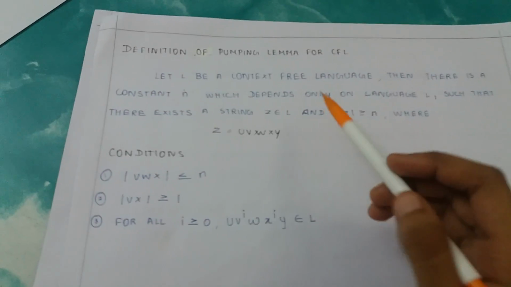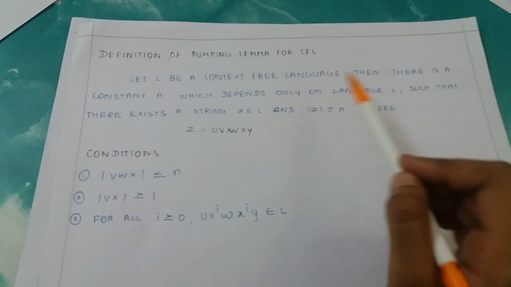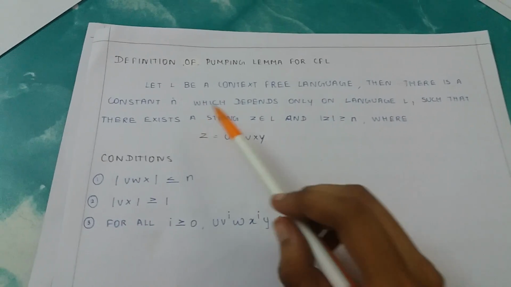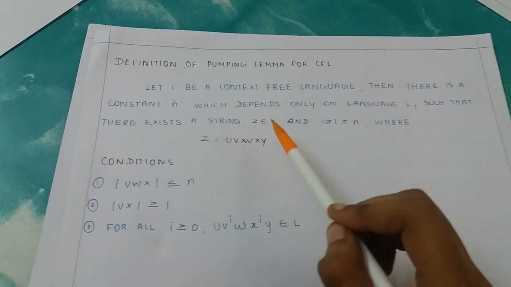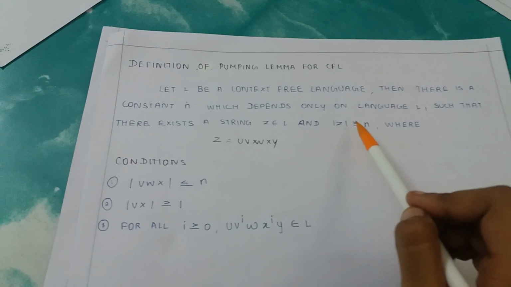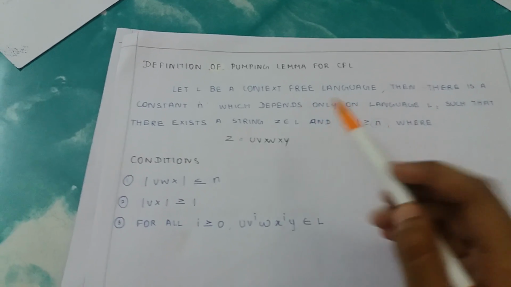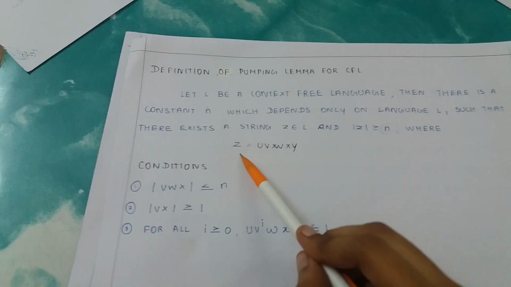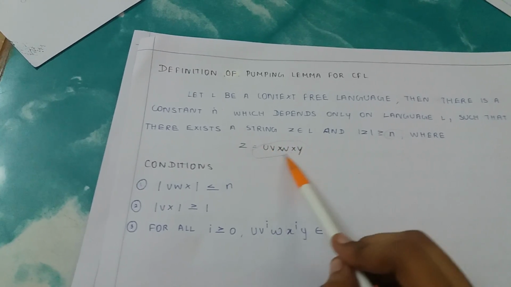So now comes the definition of the pumping lemma. Let L be a context-free language. Then there is a constant n, which depends only on language L, such that there exists a string z which belongs to this language and the length of z is greater than or equal to n, where this n is the length of the string. And z, we are going to define as u, v, w, x and y. These are all substrings.